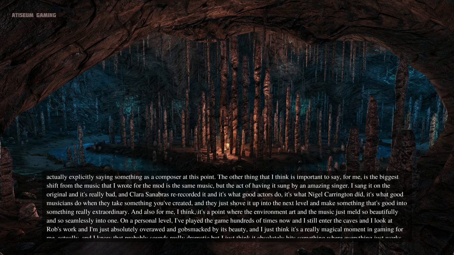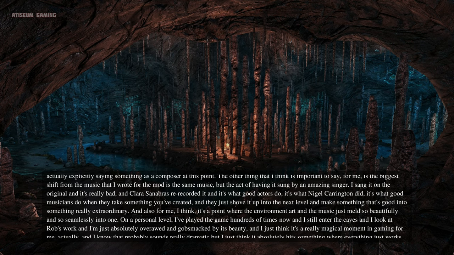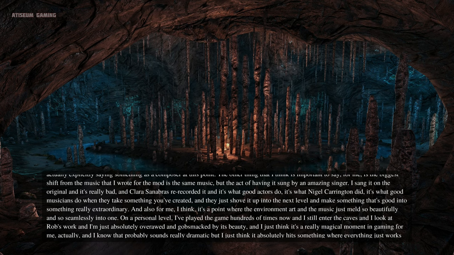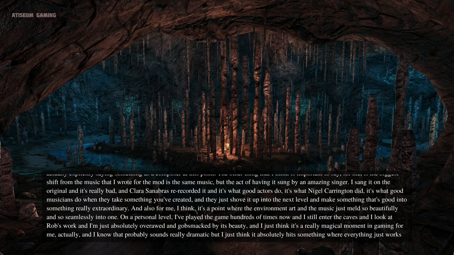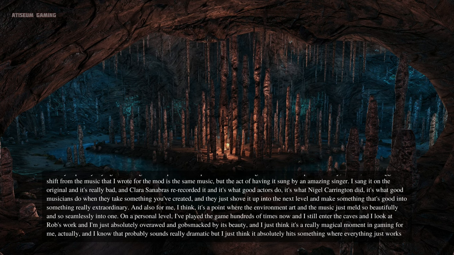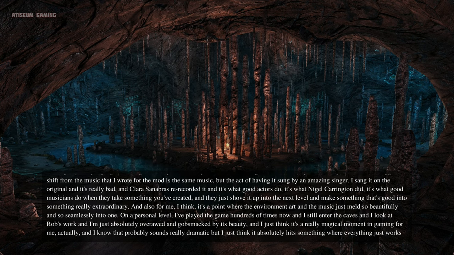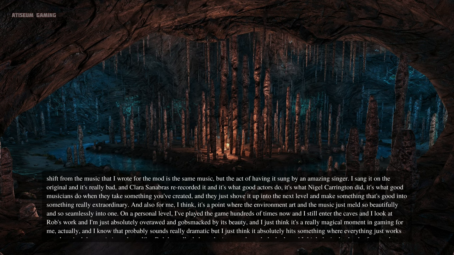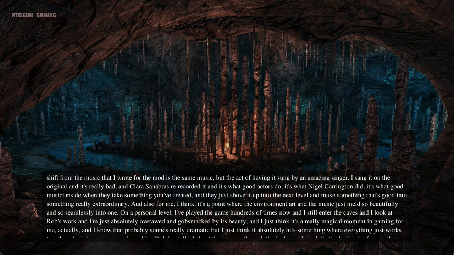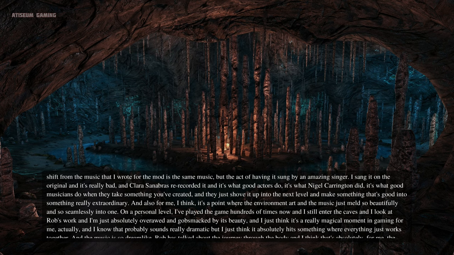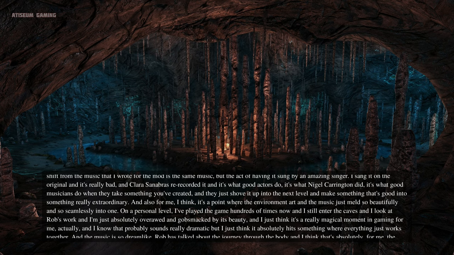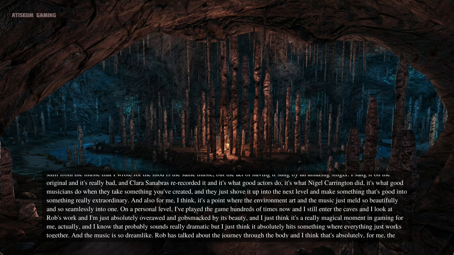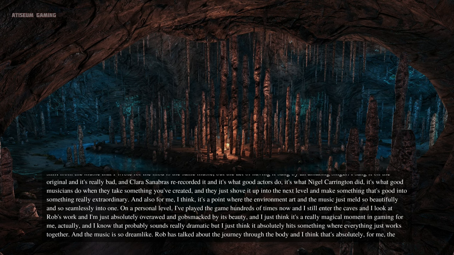And also for me, it's a point where the environment art and the music meld so beautifully and so seamlessly into one. On a personal level, I've played the game hundreds of times now, and I still enter the caves and look at Rob's work and I'm just absolutely overawed, gobsmacked by its beauty. I just think it's a really magical moment in gaming for me. I know that probably sounds really dramatic, but I think it absolutely hits something where everything just works together.